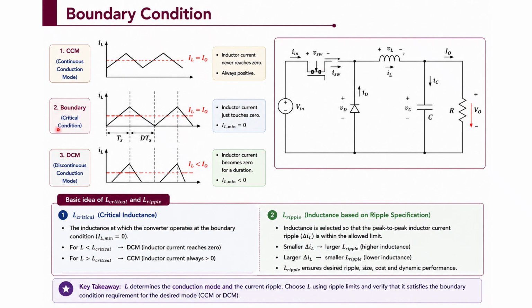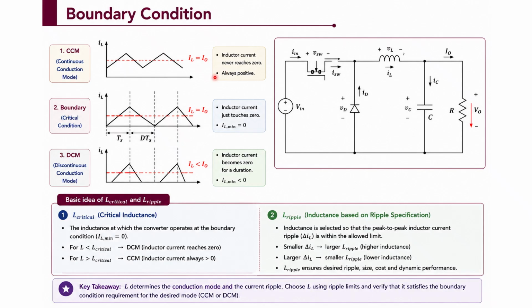Now the boundary between continuous and discontinuous conduction mode is called a critical condition. So critical condition is like you can see the current is just touching zero. So the minimum value, IL minimum, is 0. This is the boundary condition, and the third one is discontinuous condition. Here you can see that the inductor current is 0 for a short period of time. So the IL minimum will be less than 0. So this is discontinuous conduction mode. When we are designing a buck converter, we are always designing for continuous conduction mode.